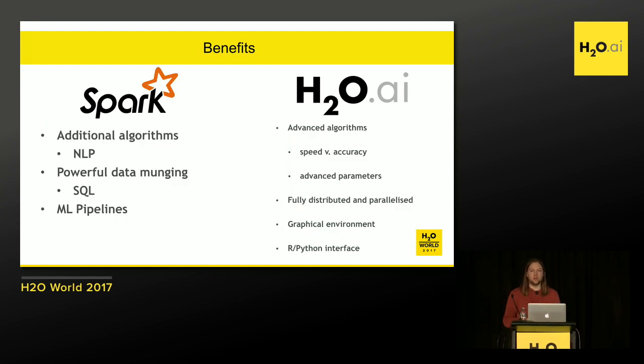So benefits: Spark, so far, is really good for data managing features. We are still catching up with H2O, but some people prefer to still do data managing in Spark. And then they can switch to H2O and run the algorithm, run the training process there. We also have a Flow interface.